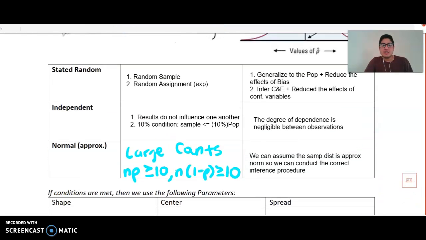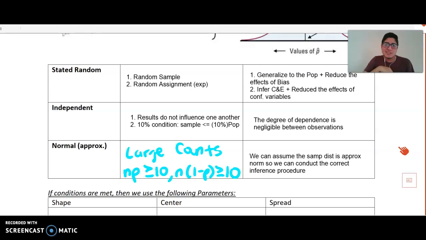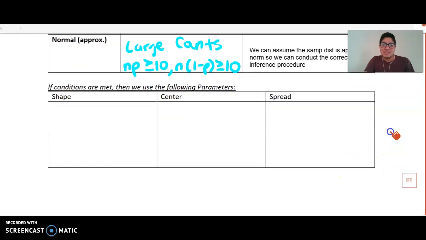So those are our three conditions, and you notice SIN, we can say that our three conditions are sinful: stated random, independent, and normal. And that's your terrible stats joke of the day.